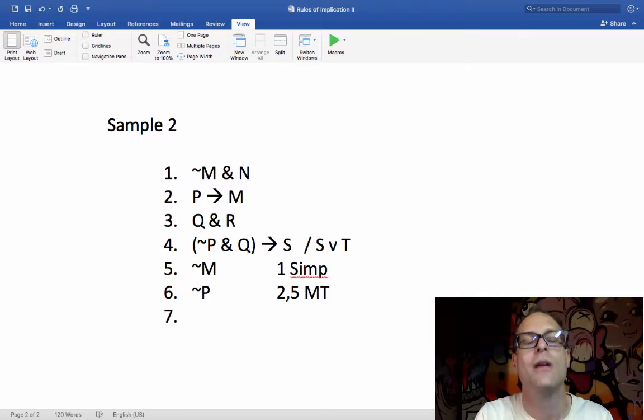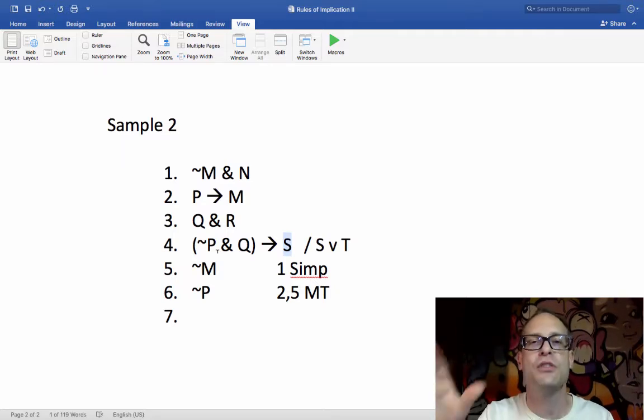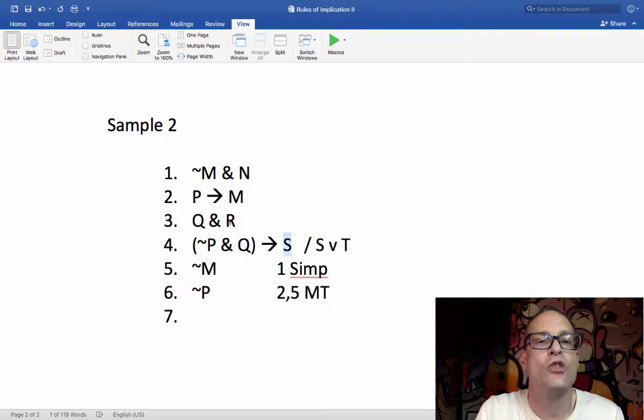Now, I'm close, but I'm not all the way there yet. If you remember, I wanted to try and get this S. If you weren't able to see that far into the proof yet, it's okay. What you want to do is just try to keep working your premises and shake stuff out. See what comes down the pipe.